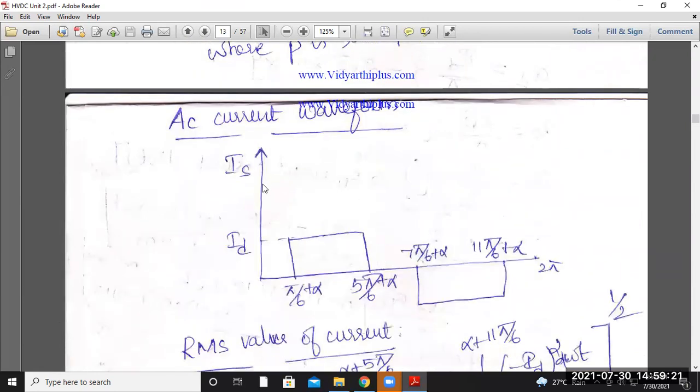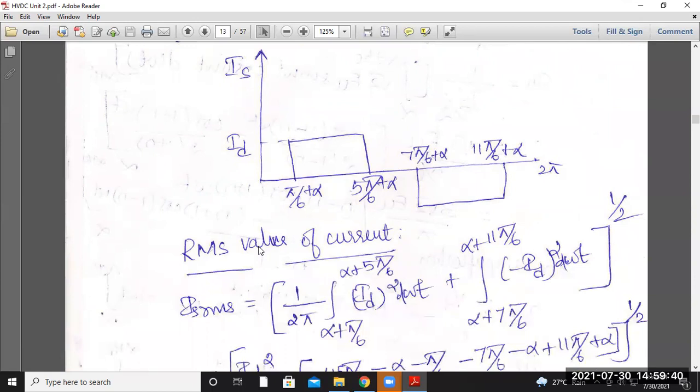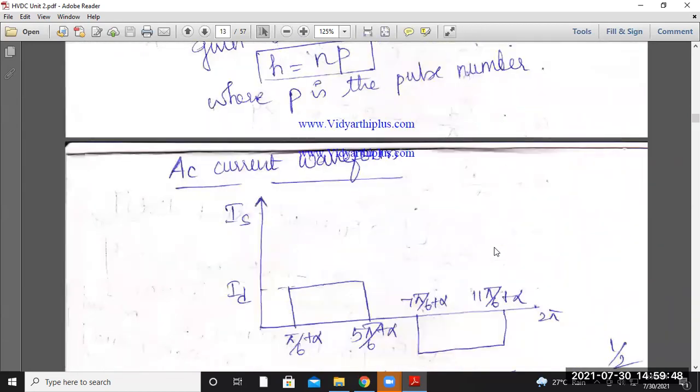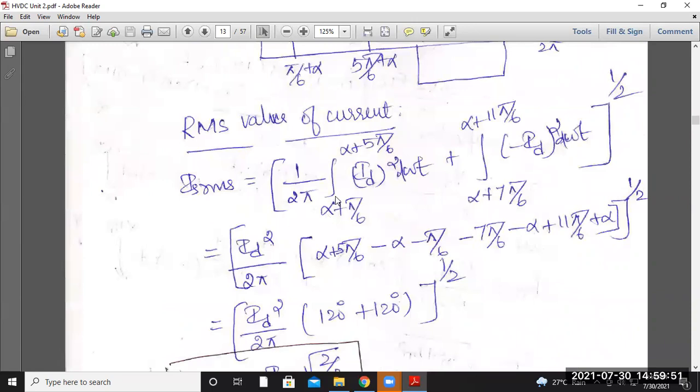Similarly, the AC current waveform can be represented as IS on the y-axis, and 2 pi, that is the angular variation, is given on the x-axis. Id is the HVDC link current that is flowing in the circuit. So the RMS value of the current, similar to the voltage equation we found, is given above, but here we are dealing with the RMS value of the current, that is the current flowing in the HVDC link, as we dealt with in the previous classes.